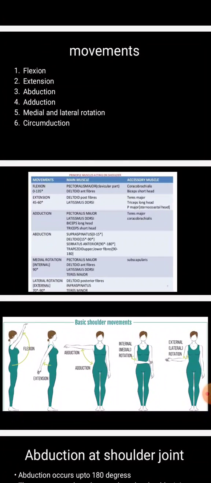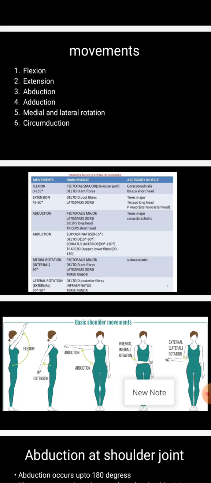Below is the diagram showing the flexion, extension, abduction, adduction, medial and lateral rotation. So adduction is caused by pectoralis major, then latissimus dorsi, long head of triceps and the short head of biceps. Now accessory muscles include teres major and the coracobrachialis.